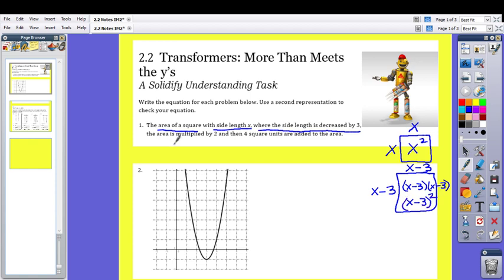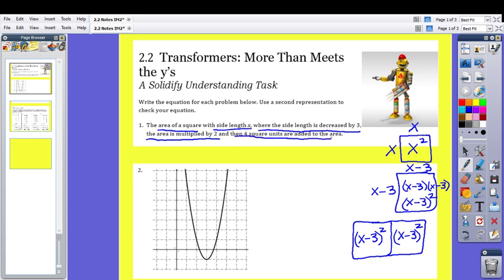So then let's continue. Now it says the area is multiplied by 2. That means you have 2 of these area tiles. So you have 1 and then you have 1 more. So you will have (x take away 3) squared, and 1 more (x take away 3) squared. So there are 2 of those. And then 4 square units are added.